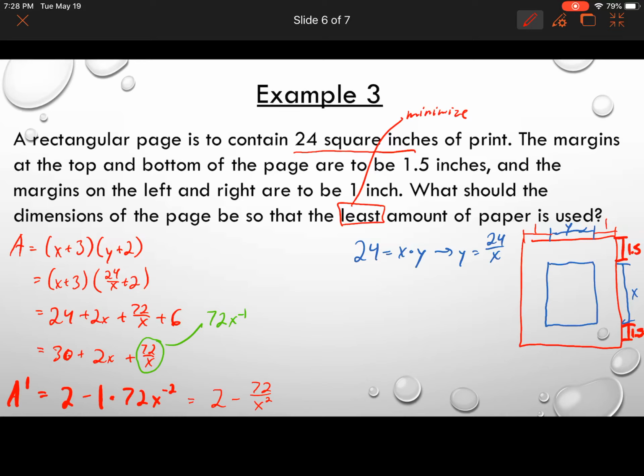So let's find those critical numbers, set it equal to 0. So 2 minus 72 over x squared is equal to 0. Let's add 72 over x squared to both sides.